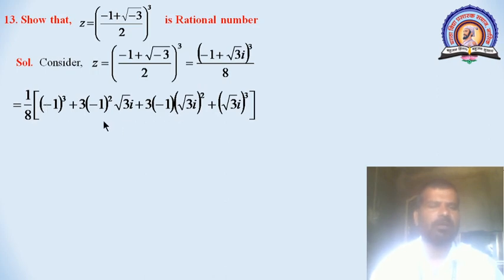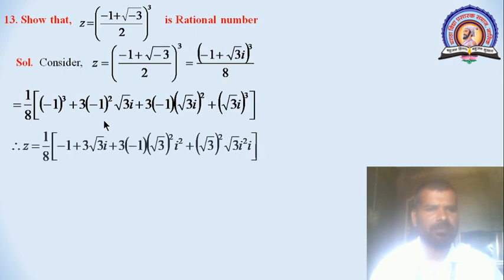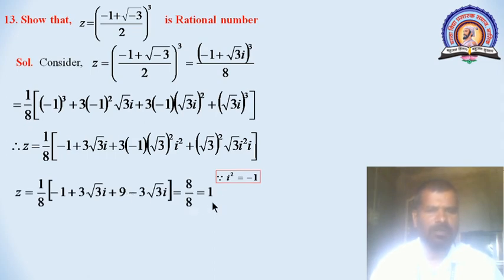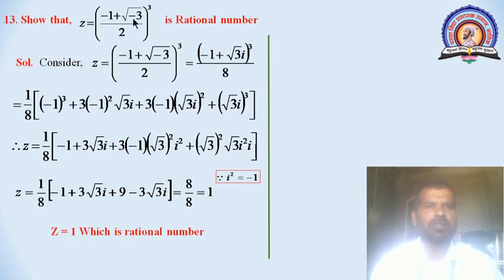Simplifying, putting the value of i² as -1, you get z = 8/8 = 1. Now z = 1 is nothing but a rational number. 1 is a rational number. This shows that z = ((-1 + √-3)/2)³ is a rational number.